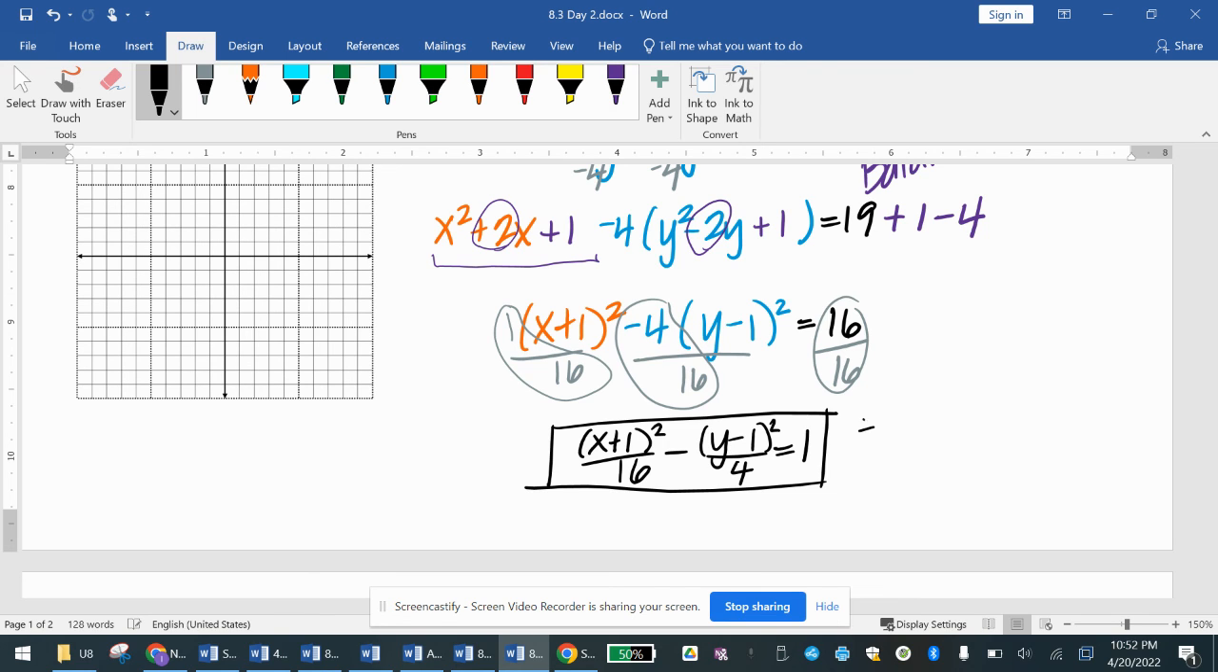Okay, so now I want you to pause the video. I'm going to make sure I write the center correctly. So this time the x is written first. So -1, comma 1. Major axis is the x-axis. Go ahead and pause the video and see if you can graph this by yourself, and then push play when you are ready.